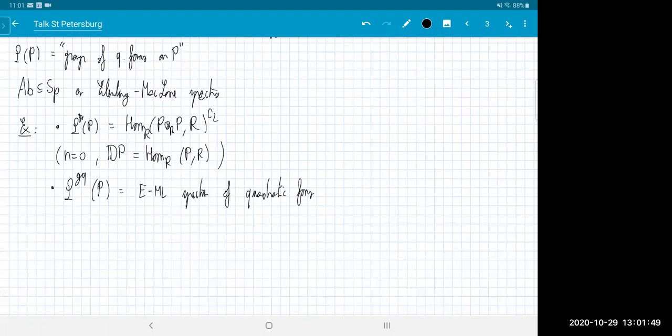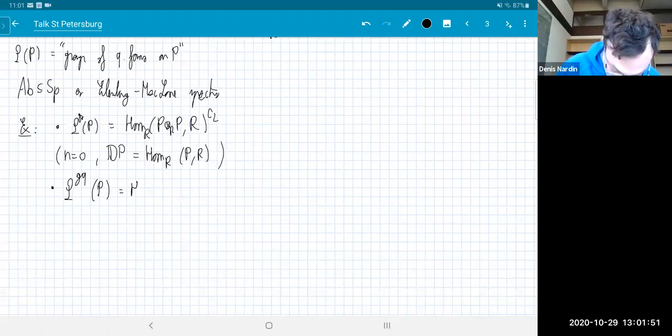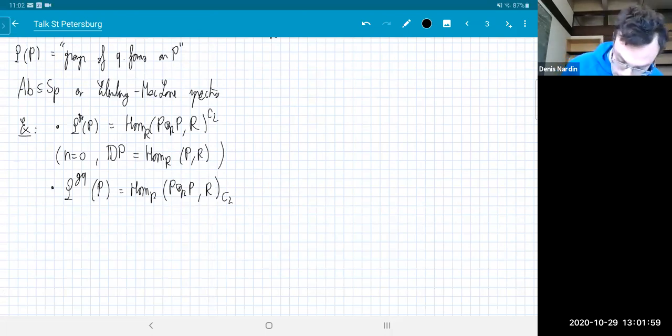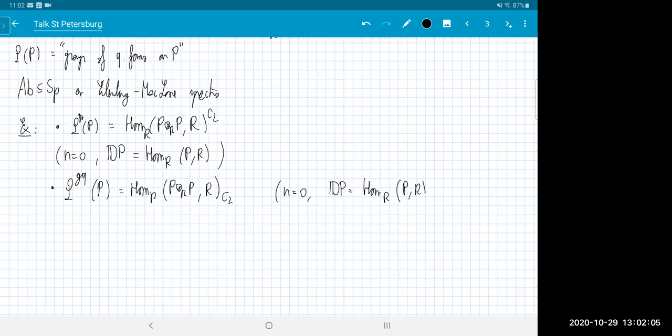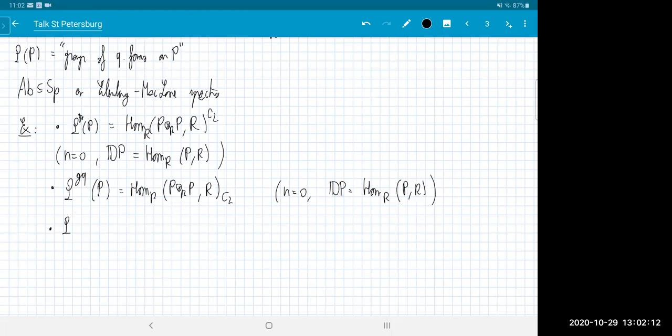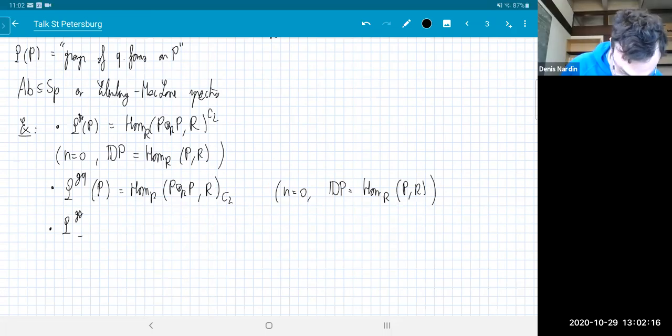Okay, and similarly here we take the quadratic forms, which we have seen to be the quotient instead. And again, here n is zero and the duality is the standard duality. And you can take fancy things. I don't know how to denote this actually. We usually denote it with a minus.